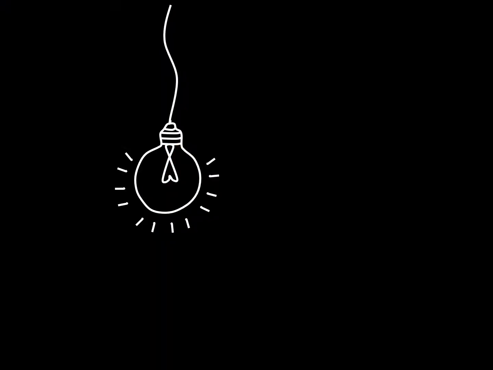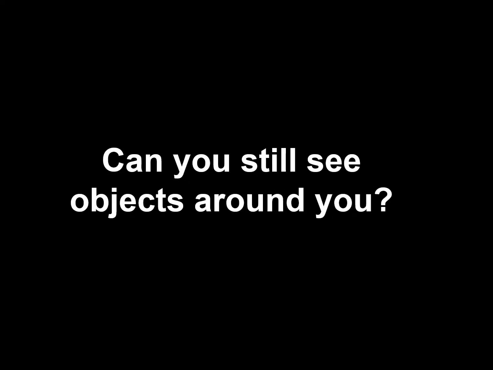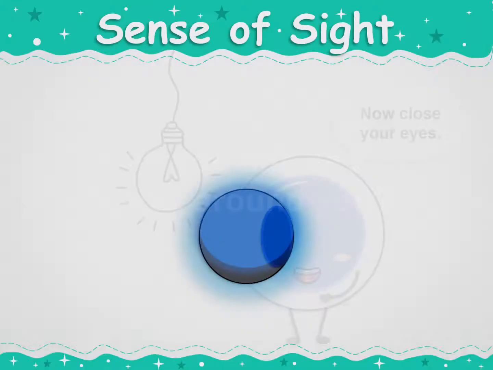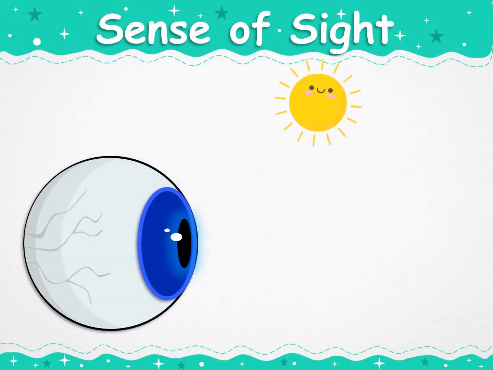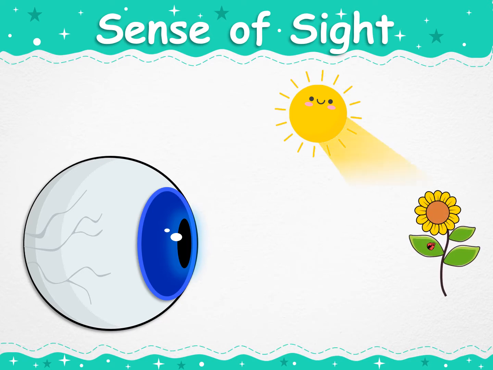Now imagine at nighttime, when all lights are off. With your eyes opened, can you still see objects around you? The answer is no. Do you curiously ask why? It is because you can see only the objects that reflect light rays. To see objects in the environment there must be light.